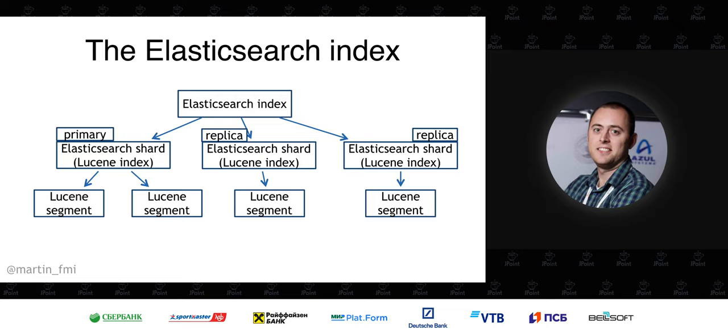Some of those shards are primary shards, some are replica shards, but every Elasticsearch shard is in fact a Lucene index. A Lucene index is the main structure that is used to index and process documents in Lucene. And physically, each Lucene index consists of one or more Lucene segments, which are the physical storage of our documents on the disk.